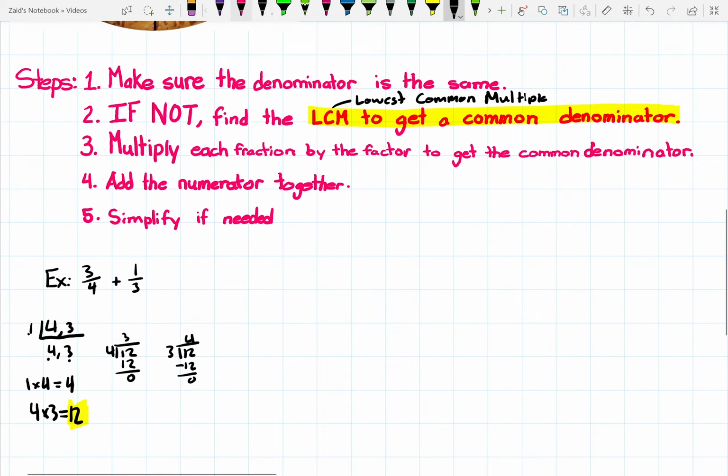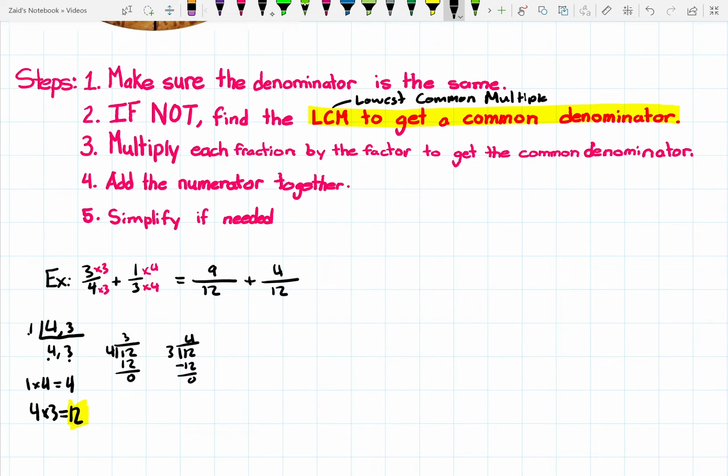So that means I have to multiply the 3 out of 4 fraction by 3, and the second fraction I would multiply by 4. So I would get my first fraction to be 9 out of 12, and my second fraction to be 4 out of 12. Now that we did step 1, step 2, and step 3, we have to do step 4.